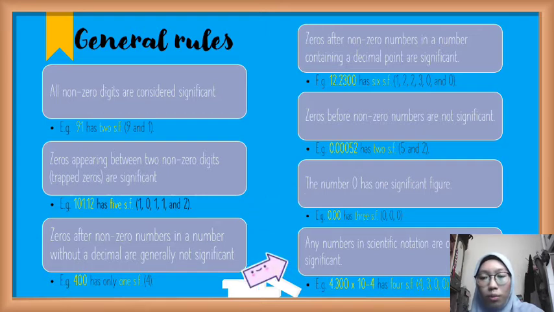Okay, the last rule. Any number in scientific notation is considered significant. So, for example, 4.300 times 10 to the power of -4 has 4 significant figures, which are 4, 3, 0, and 0. We don't have to consider this part of the scientific notation. We just have to look at the front part, this one with the decimal in it. Okay, so that's all for significant figures. We will use this on the practice questions.